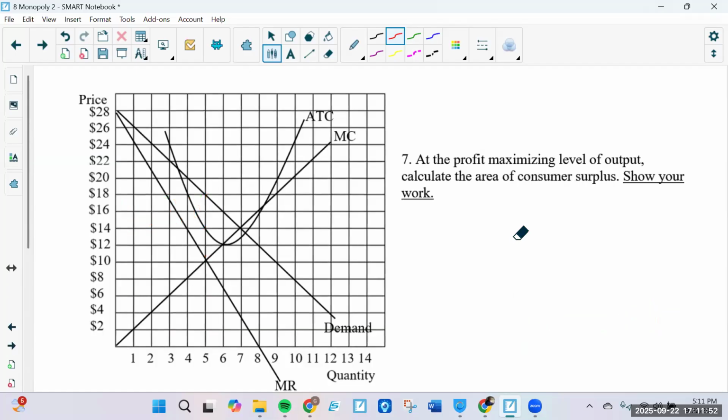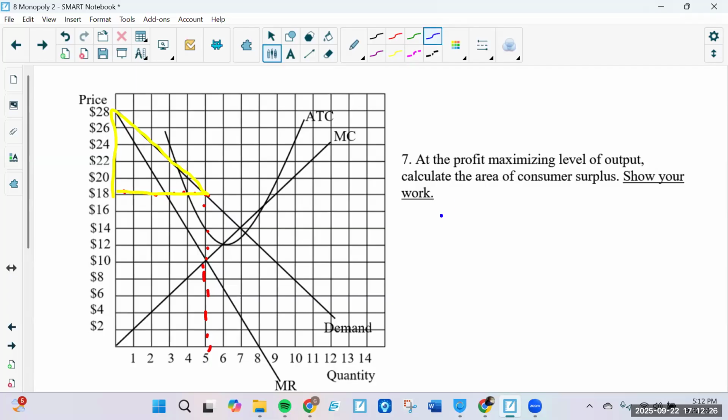Okay. Next, at the profit maximizing level of output, calculate the area of consumer surplus. Okay. Good, our good old friend consumer surplus. We've seen him before. I've warned you that you'd see this many times over. At that quantity, our price is 18. So where's our consumer surplus? Consumer surplus is everything above price to the demand curve. So it's the area of the triangle here. Now it says show your work, but there's not an economics formula here. So you don't have to write the formula 1/2 base times height. But what you do have to do is write in all of the relevant points.